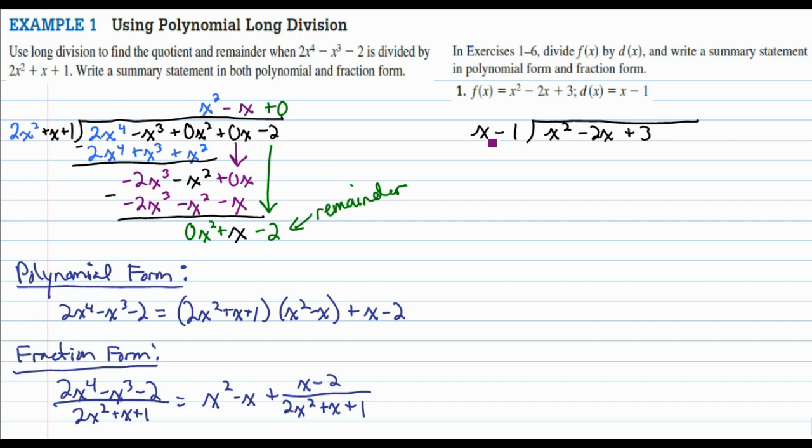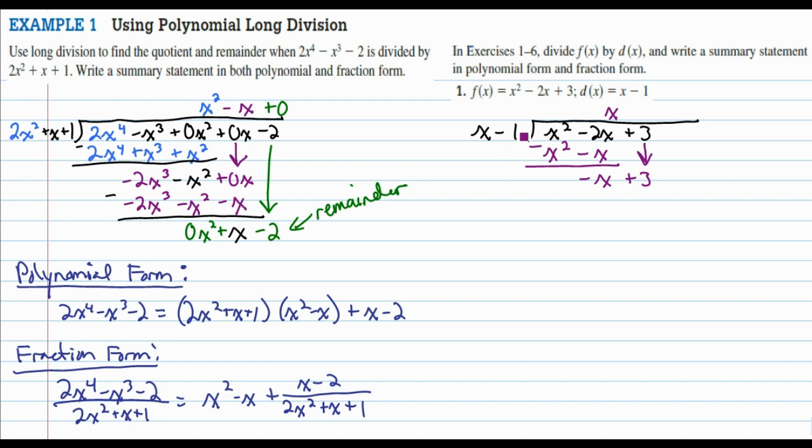Now, question is, what can I multiply x by to get x squared? Well, x. So I'm going to put an x above the x term, and I'm going to take x and multiply it by each one of these. So x times x is x squared, line that up, and then x times negative 1 is minus x. Now I have to do my subtraction. x squared minus x squared is 0. Negative 2x plus x is negative 1x, and then I drop down my plus 3.